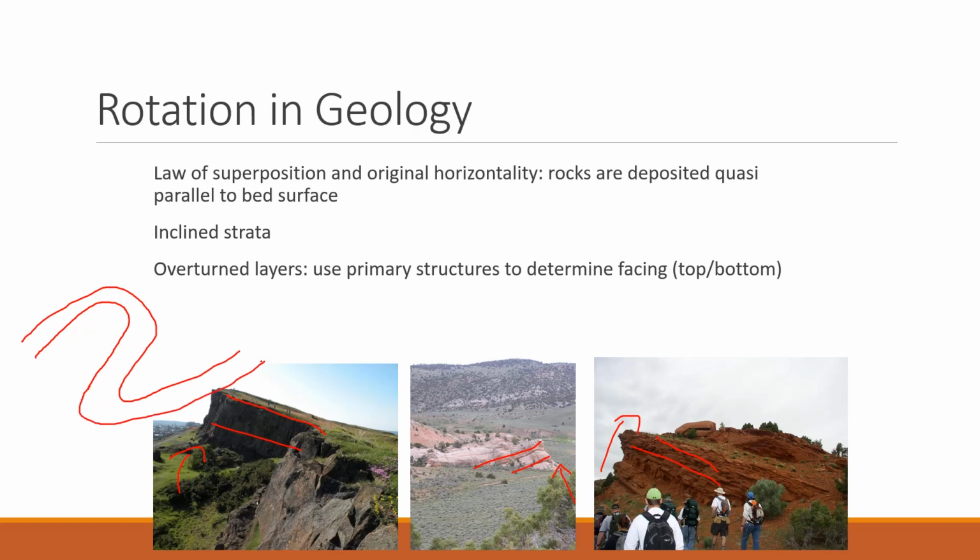And so if we look at this section, if we're going straight down, we're going to hit the bottom of the layer first. So that's what we call an overturned layer, where if we're going vertically down, we encounter the bottom of the layer before the top of the layer.